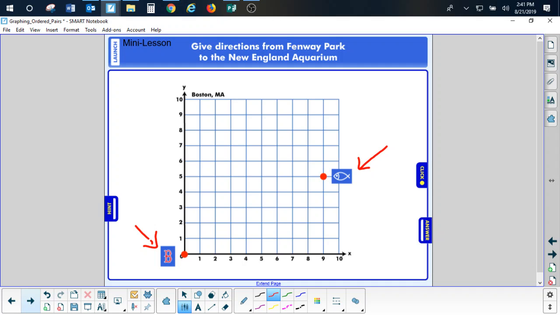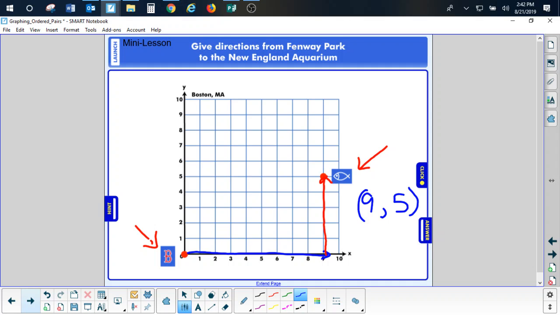So we're starting at Fenway Park, and in order to get over to the New England Aquarium, we would have to move 1, 2, 3, 4, 5, 6, 7, 8, 9 units to the right. And then we would have to move 1, 2, 3, 4, 5 units up. So that gives us our coordinate pair 9, 5.